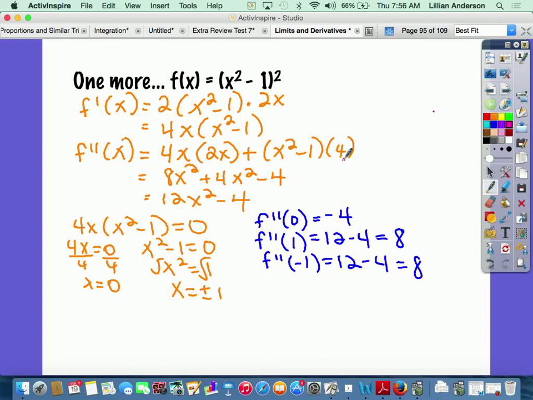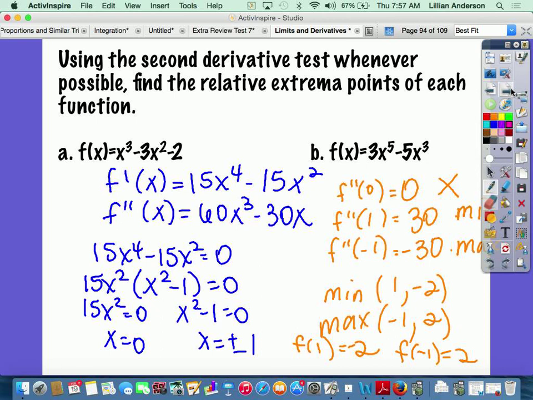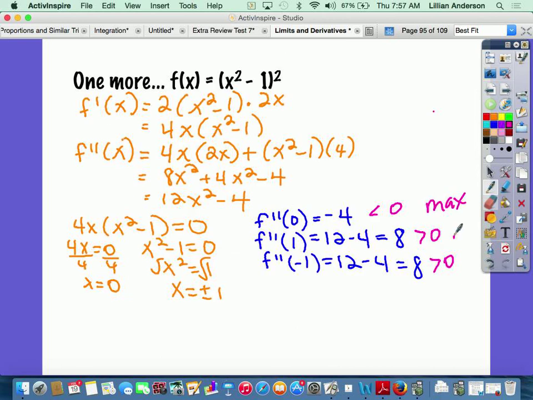So after you do that, remember you set your first derivative equal to 0, and you solve. So I got 0, 1, and negative 1. Then you plug it into your second derivative, as you see over here in the blue. And you'll see that you have negative 4, which is less than 0, 8, which is greater than 0, and 8, which is greater than 0. So if it's less than 0, again, looking at the test, that means there's a maximum. So there's going to be a maximum at 0, and there's going to be 2 minimums.